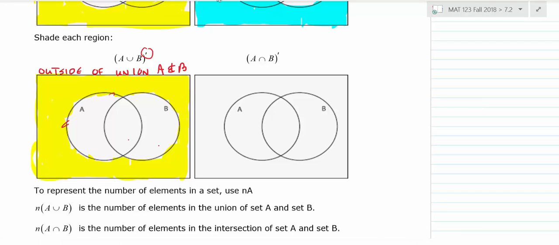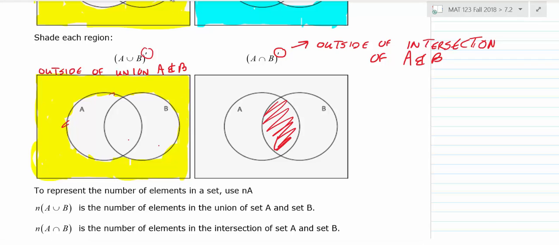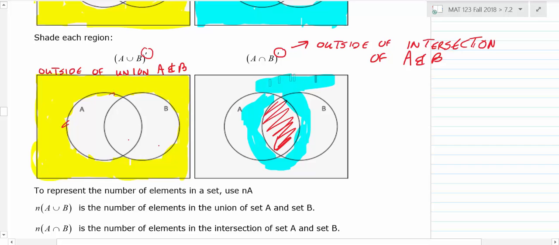So the next one is, again, the complement, so that means this is everything outside of the intersection of A and B. Okay, so again, the intersection of A and B is that part right there. So you're going to shade everything outside of that. Everything except that little football shape is basically what you should shade on this. So just go ahead and shade everything inside the rectangle, but outside of that football shape. I'm going to go back and erase that red.